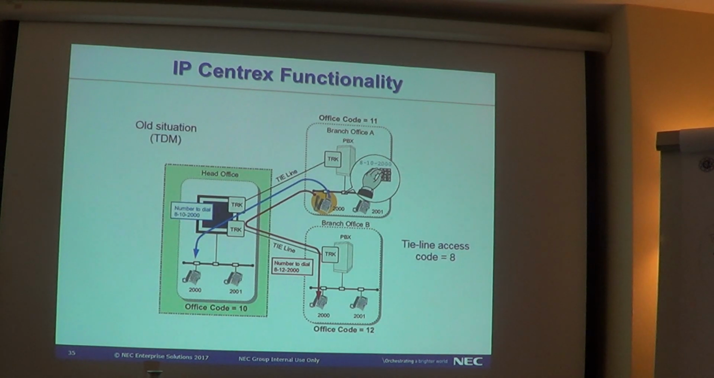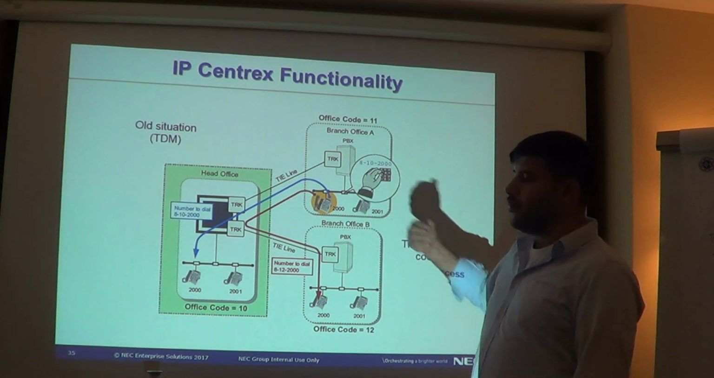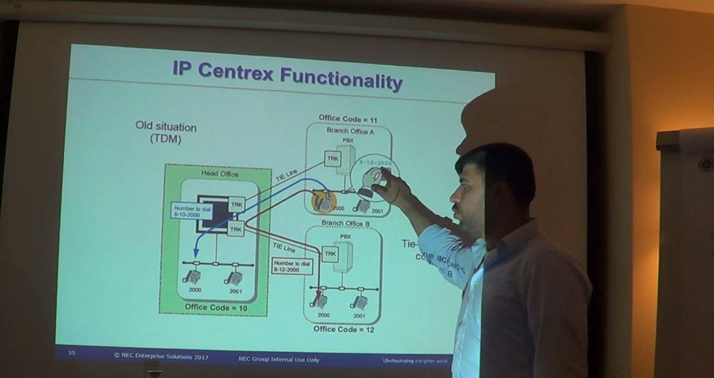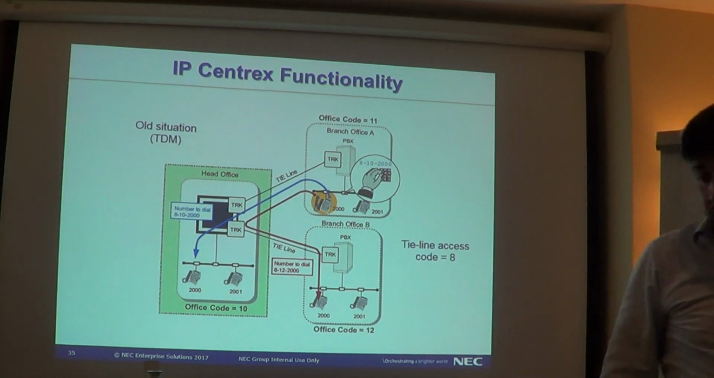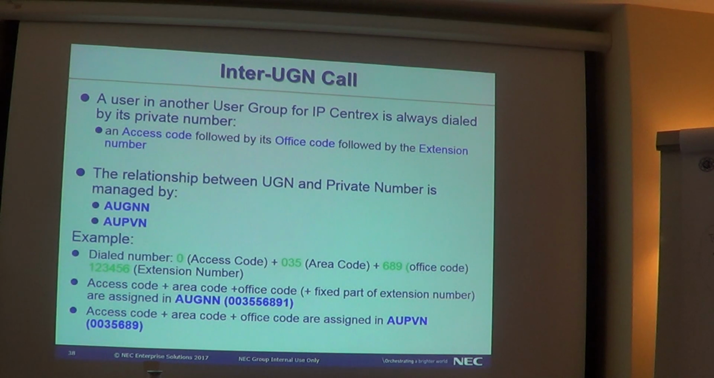This is the old scenario. 2000 here, my telephone number is 2000. And my telephone number here is also 2000. But once I call here, I use the access code 810. So the customer would like to hear the same again. A user in another user group for IP-centric always dials the private number.